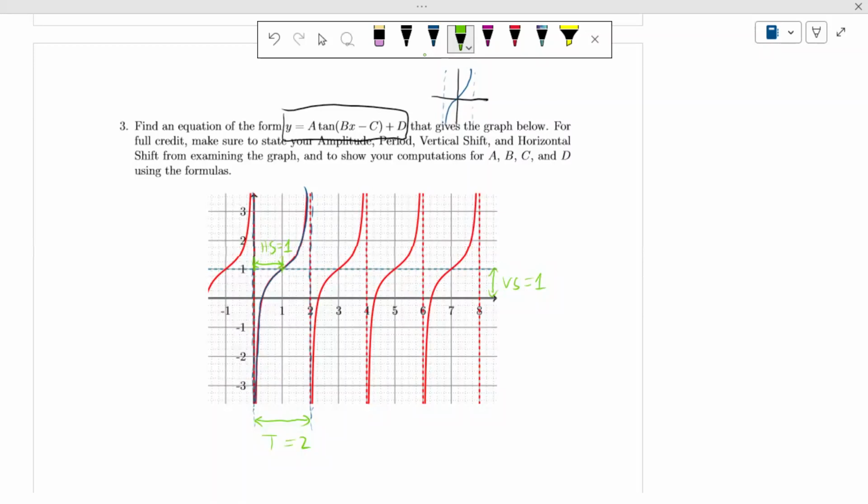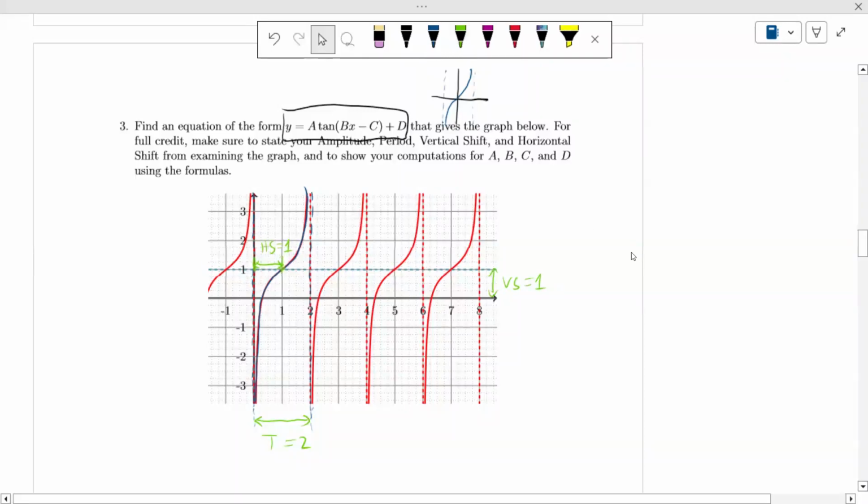So it's fine if you don't draw all that out. If you just say your horizontal shift is equal to 1, your period is equal to 2, your vertical shift is equal to 1, and if you get it wrong, I'll mark it off. And then when you go on to calculate your A, B, C, and D, I'll carry forward whatever error you might have made. So using what you found in that first part, here's what you should have gotten for A, B, C, and D.